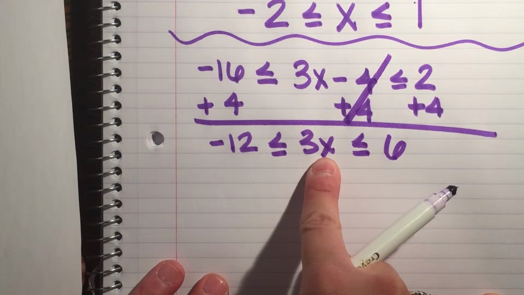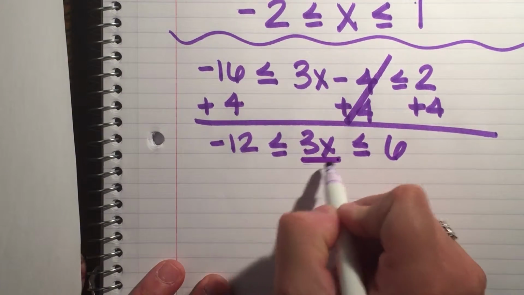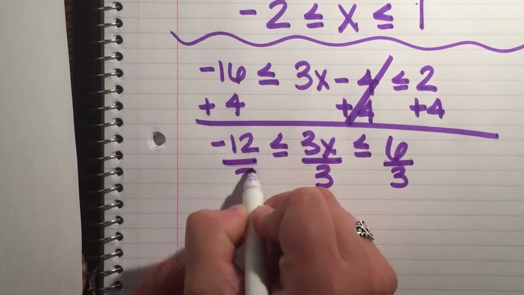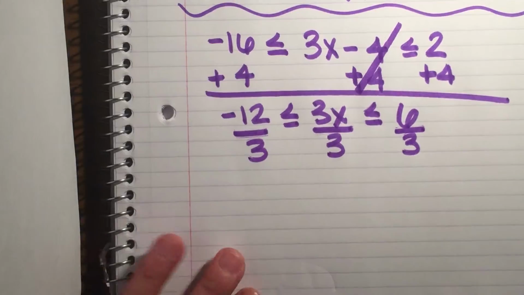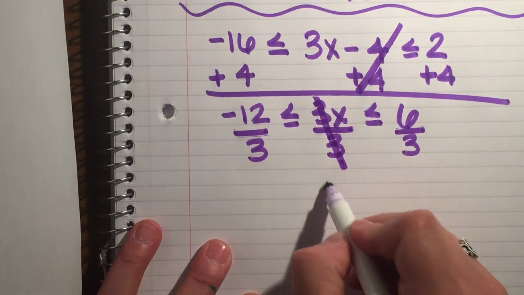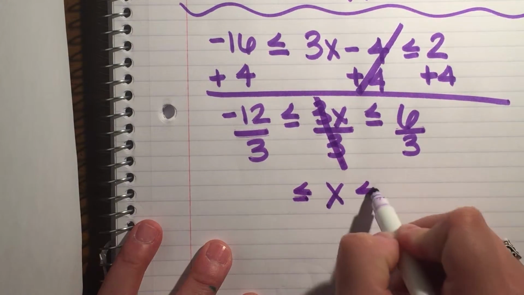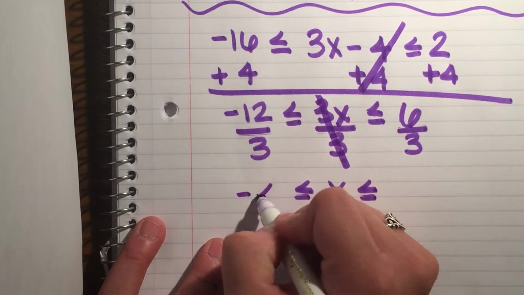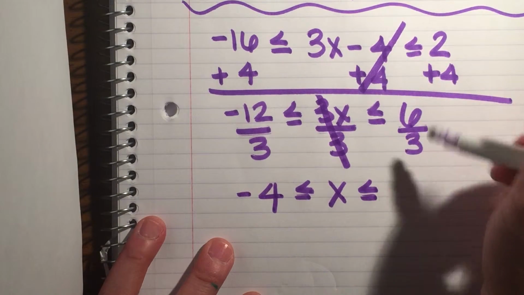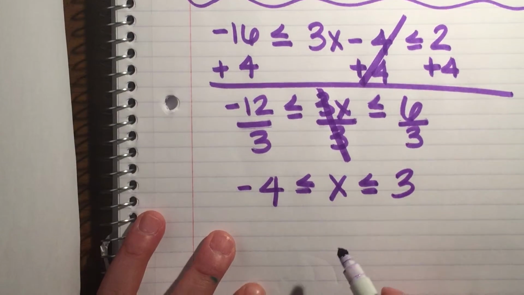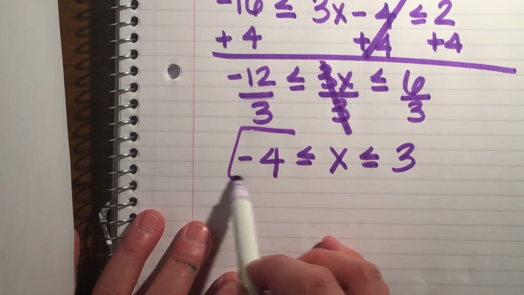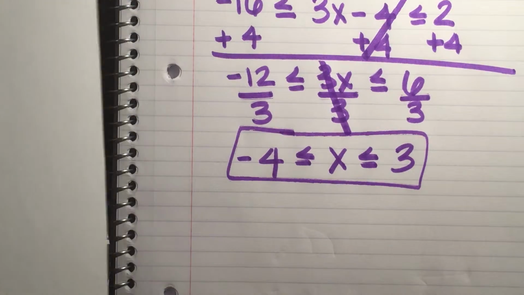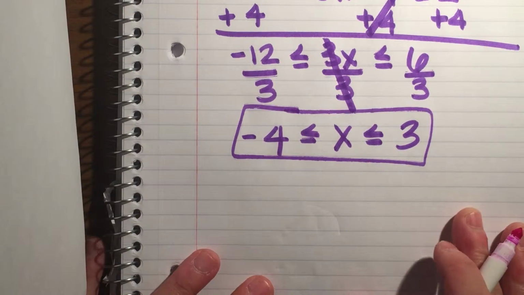Now I have to isolate x. I do so by division. And what I do on one side of the inequality, I have to do on the other two sides. The 3 cancels out and I'm left with x. I'm going to rewrite my inequalities. -12 divided by 3 is -4. 6 divided by 3 is 3. I would accept this answer, but if you feel like you need to, you can separate it into two inequalities.